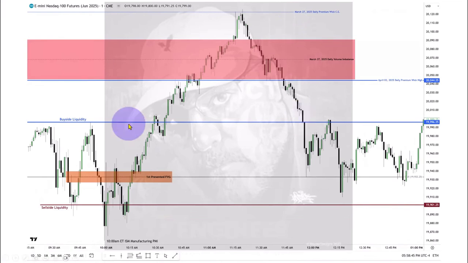All right, so here's a 1 minute chart. You can see that sell side liquidity pool here, I'm highlighting at 19,901.25. That is London's low overnight around 3 o'clock in the morning. And there's that buy side again at 19,996.25. And here's the first presented fair value gap.